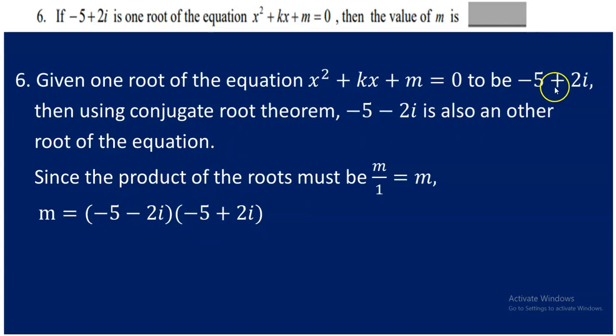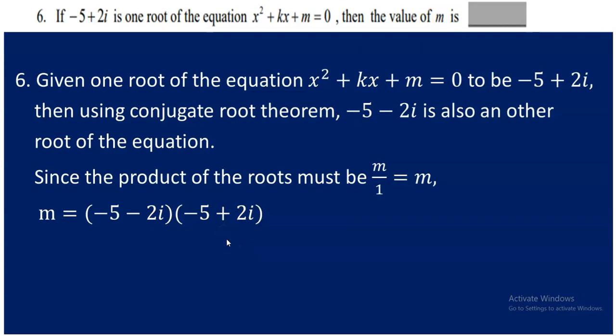What about the sum of the roots? The sum of the roots must be minus b over a, students. Minus b is minus k, over 1. So had you been asked to determine the value of k, it's again simple: you take the sum of the two, and finally when you take the negative of the sum, you will obtain the value of k. In that case you can determine k, but that's not our agenda. Our interest now is to determine what m is. So we have to consider the product of the two.